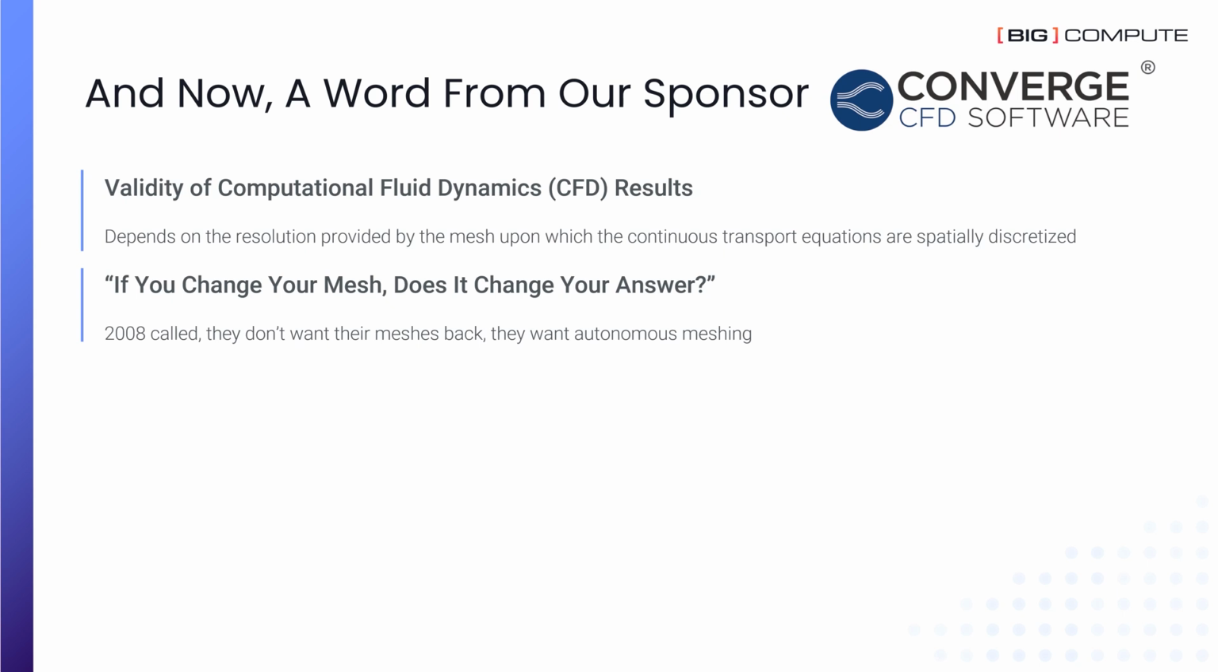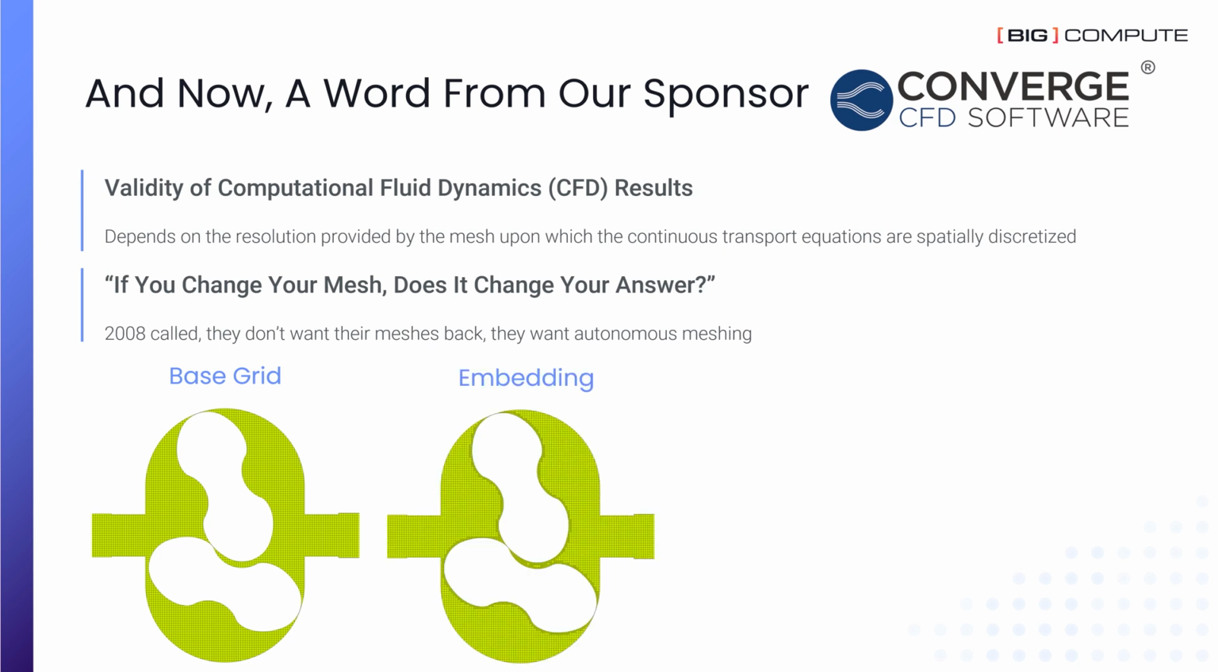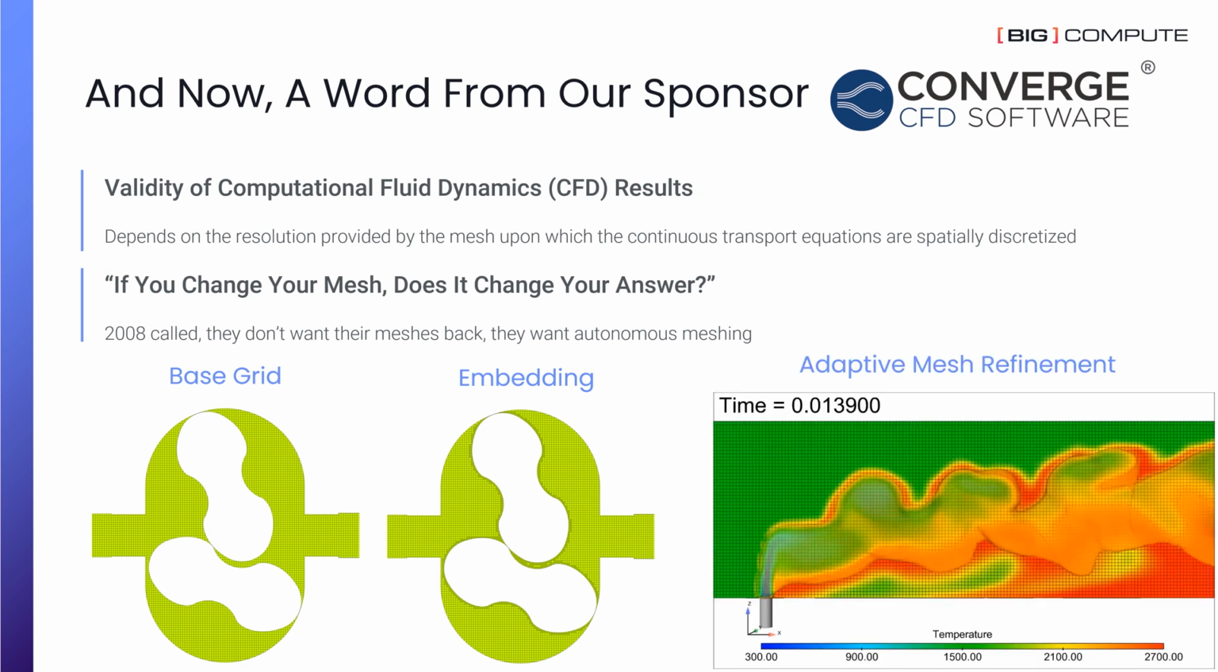So in Converge, we assemble a base grid, which is just a uniform Cartesian mesh that fits around everything. We may add some local embedding to capture gradients of physical properties around solid boundaries or wherever there's interesting physics going on. But this is all static. For complex problems, what we need is a dynamic meshing strategy.